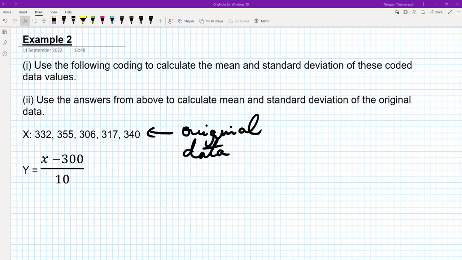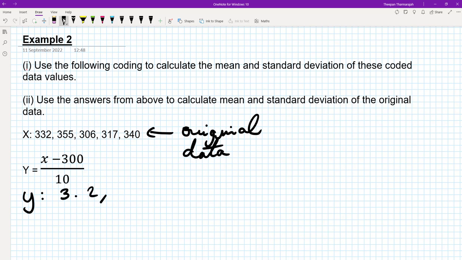In this video, we're going to look at coded data. So we've got some original values, 332, 355, etc. And we have this formula which codes the value, which is y equals x minus 300 over 10. So let's write the coded values for y down. So we do 332 minus 300 divided by 10, and that's going to give me 3.2.